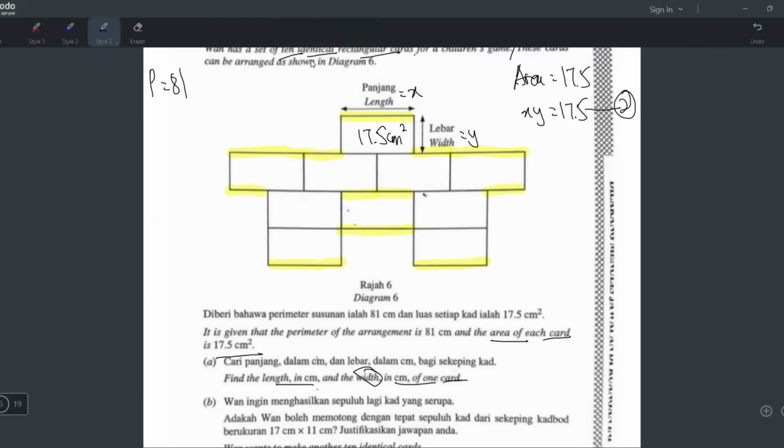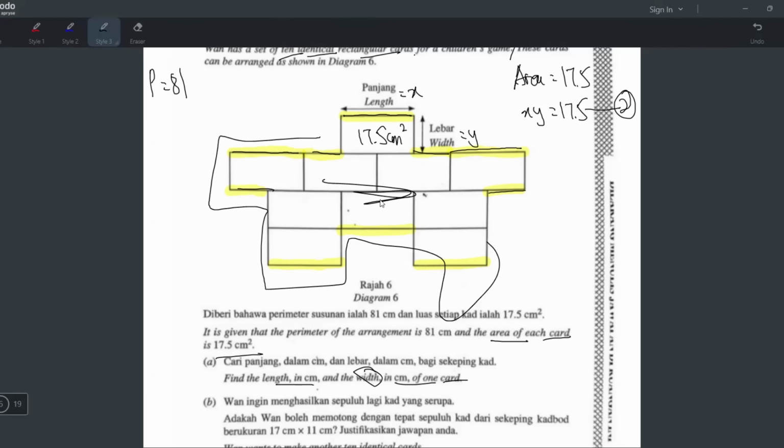Wait, let me double check. 1, 2, 3, 3.5, 4, 4.5, 5, 5.5, 6. Hey, wait. Why? This one doesn't need to be counted. I think I'm sleepy already. This one doesn't need to be counted, right? Because this is not the outside. We only take the outside. This one is not perimeter, no need to add it. Sorry. Okay, again one more time.